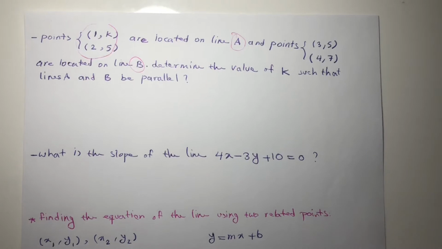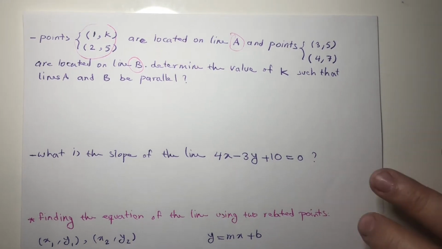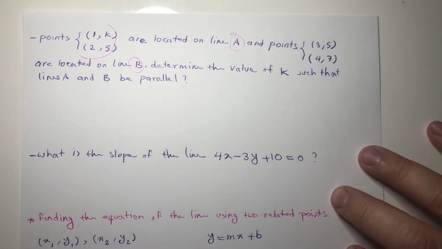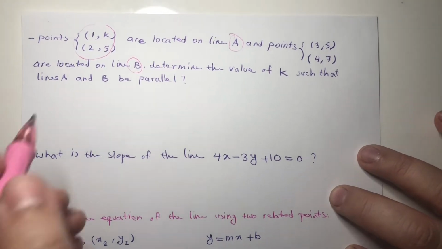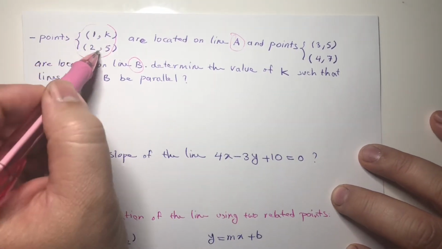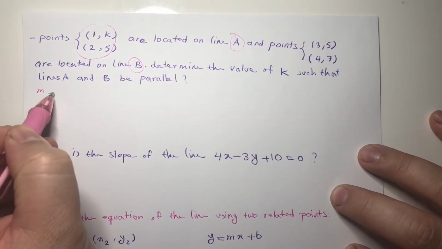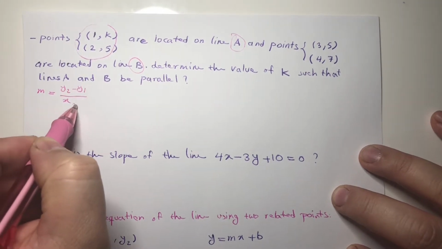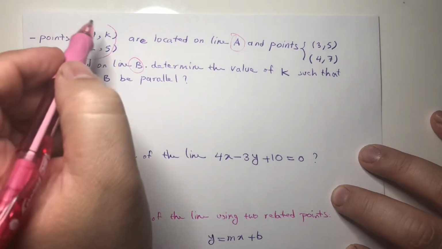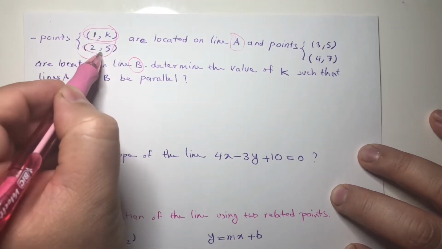Okay, we have talked about that before. In order for the two lines to be parallel, the slopes of the two lines need to be the same. So for line A, we find the slope using these two points. We know that the slope equals y2 minus y1 over x2 minus x1, right? This is the first, and this is the second point.